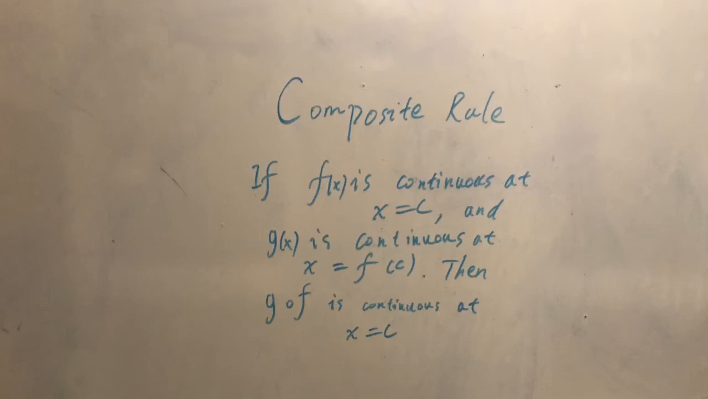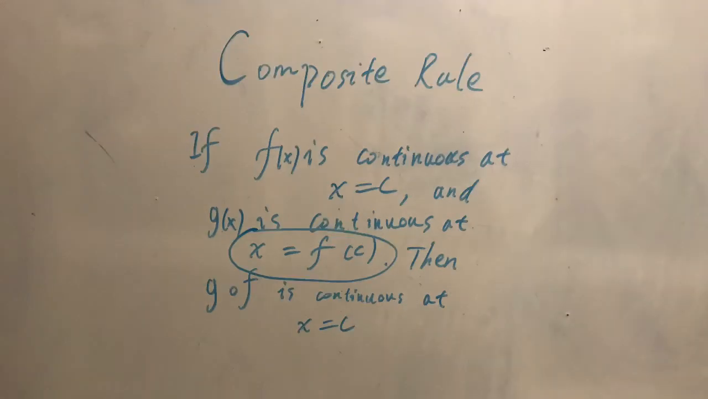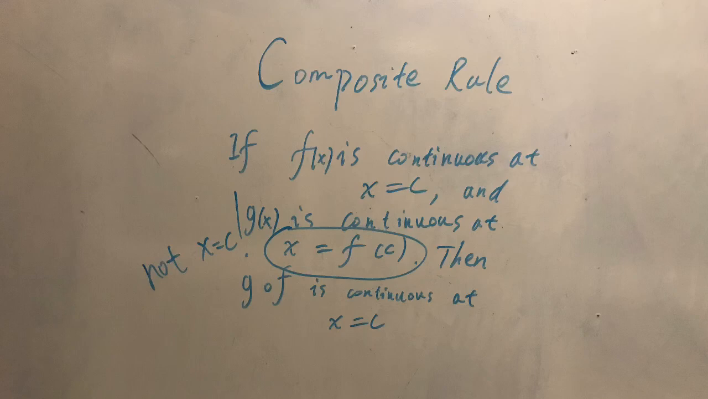The composite rule states that if f of x is continuous at x equals c, and g of x is continuous at x equals f of c, then g of f of x is continuous at x equals c. Notice that g has to be continuous when x equals f of c, not x equals c. If you have memorized this, then congratulations, you have reached the end of the video.